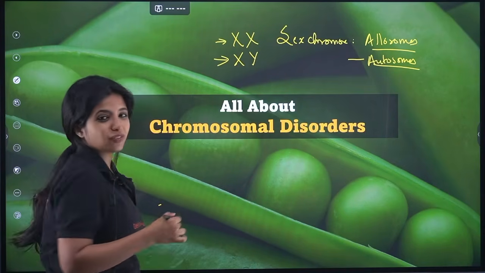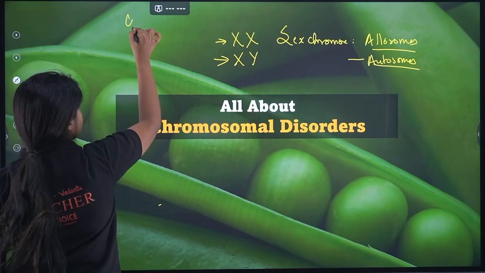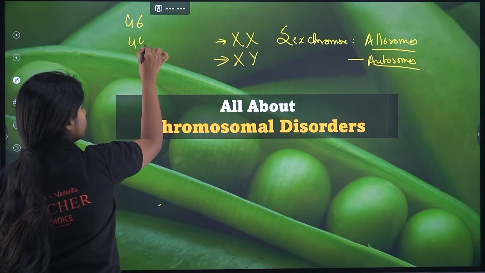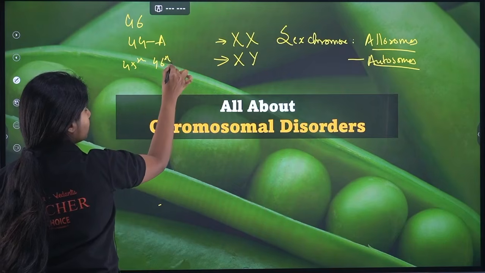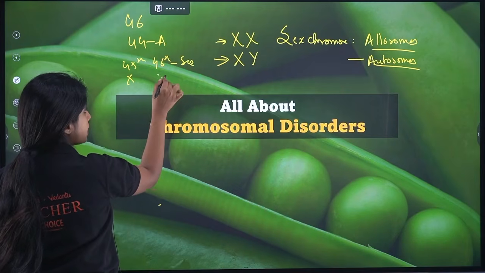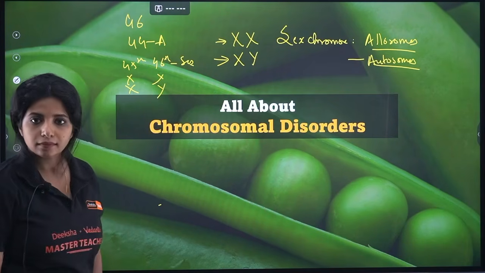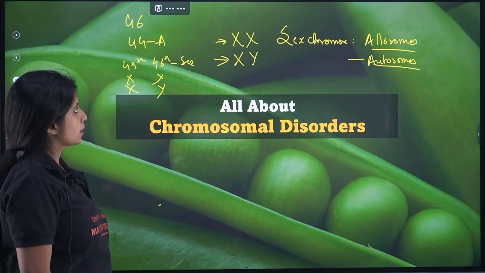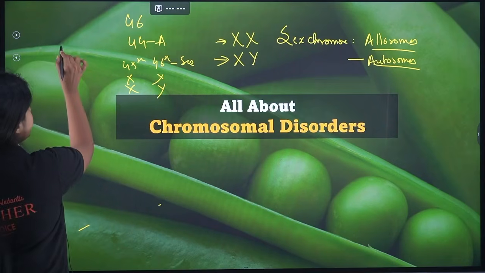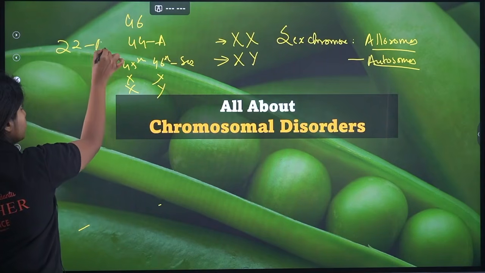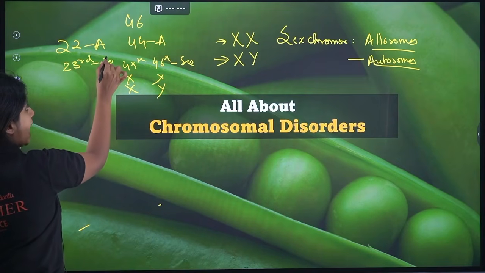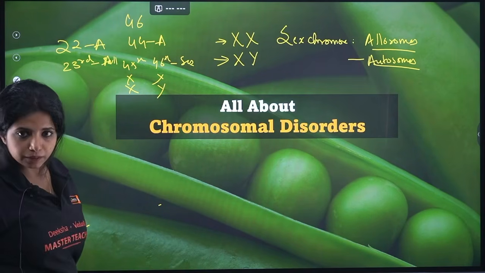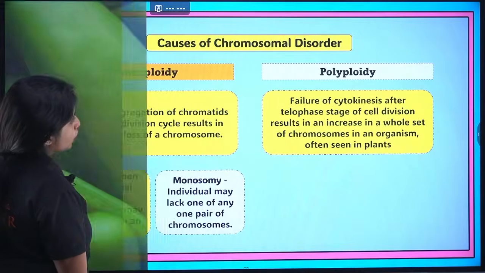How many chromosomes do we have in total? We have 46. Out of that, 44 of them are autosomes, and the 45th and 46th are going to be sex chromosomes. It can be XX, it can be XY. So if we talk about pairs, 22 pairs of autosomes will be there, and the 23rd pair is going to be your allosome. Got it?